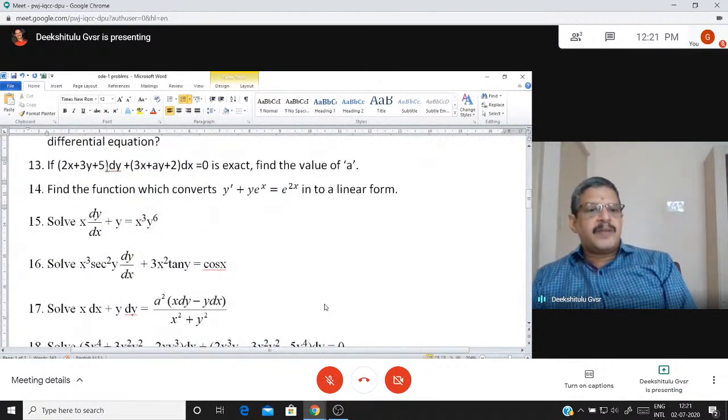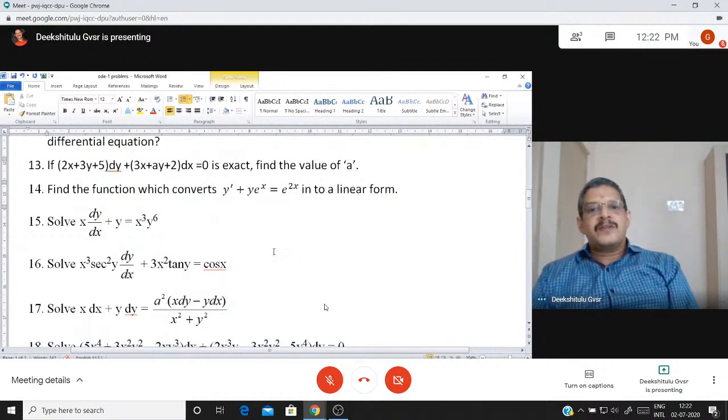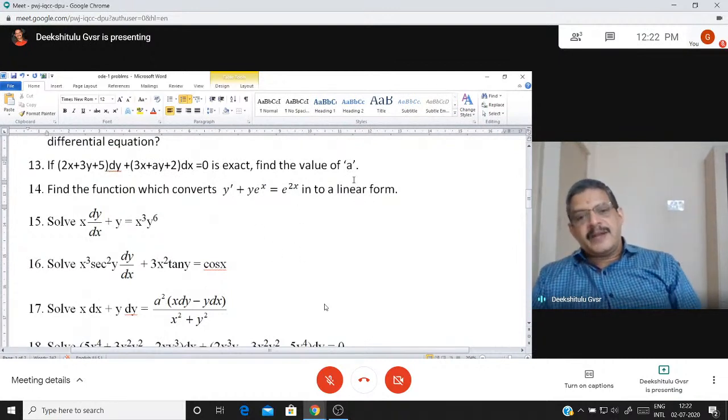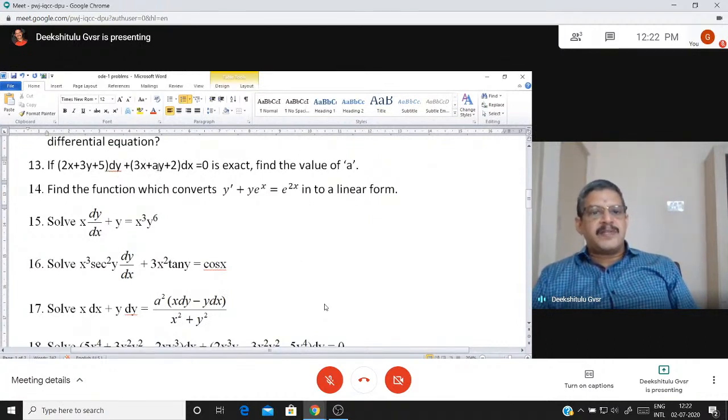(2x plus 3y plus 5) dy plus (3x plus ay plus 2) dx is exact. Then find the value of a. So this is a type of problem that you may also sometimes get. So m dx plus n dy is equal to 0. What is m? 3x plus ay plus 2. What is n? 2x plus 3y plus 5. What is dou m by dou y? a. It must be equal to dou n by dou x. What is dou n by dou x? 2. So a is equal to 2. Then this equation is exact. So this is the value of a.